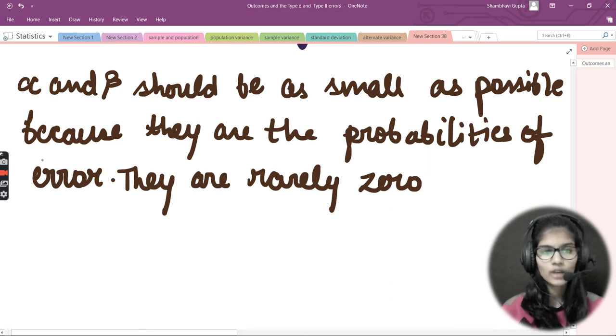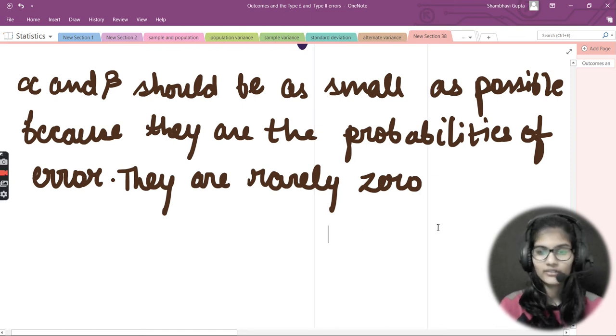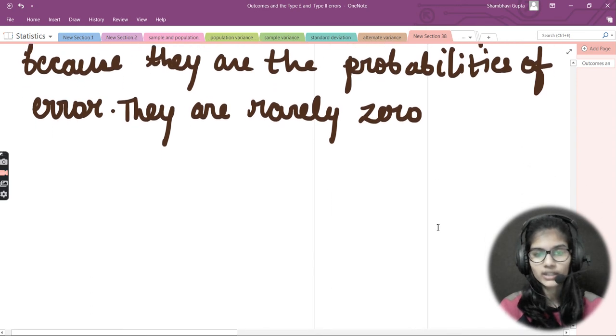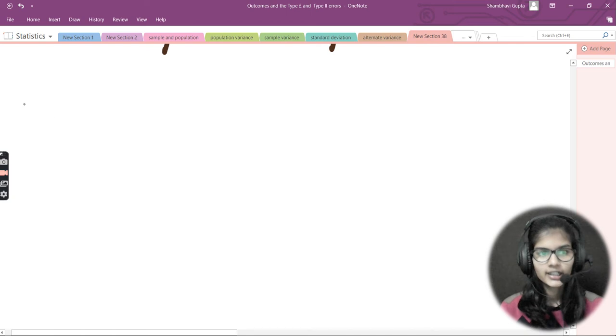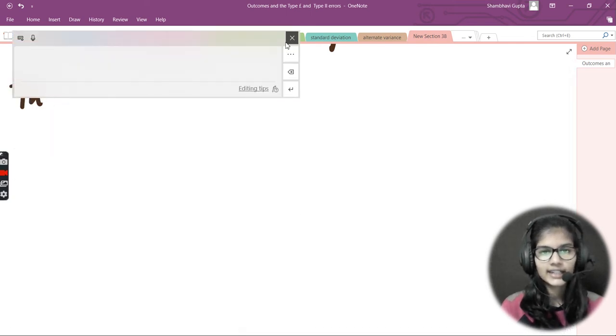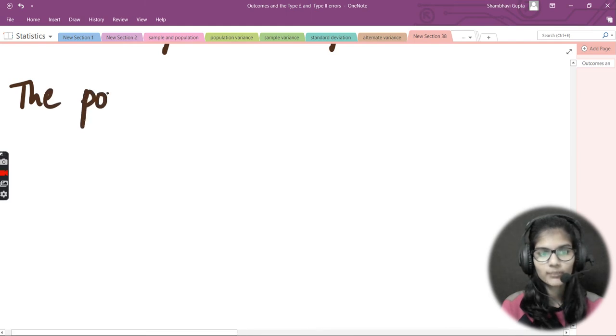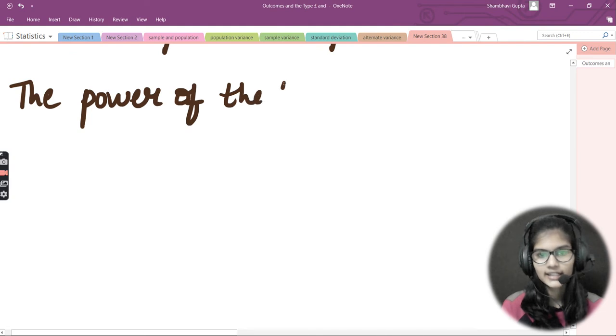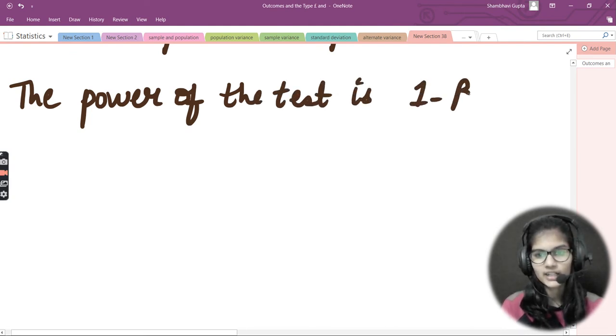Okay, now we had even seen about the power of test, right? In that, if you have taken a correct decision, the probability was called the power of test, right? Right now I have repeated that thing as well. So I'm just writing some things regarding the power of test. The power of the test is 1 minus beta. If you want to calculate the power of the test, that is 1 minus beta.